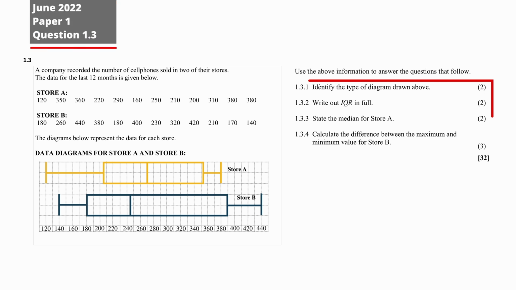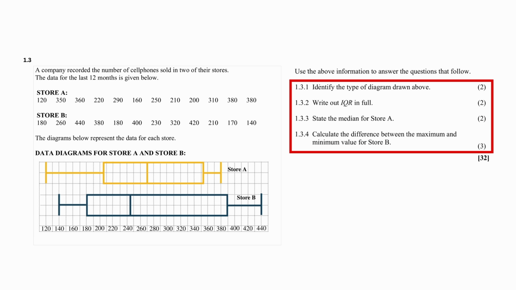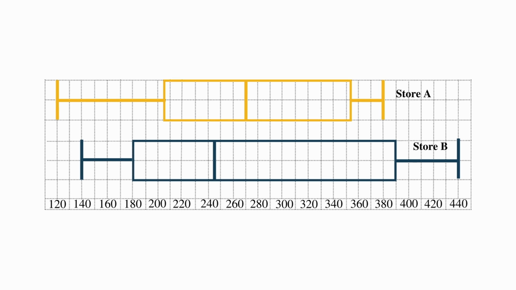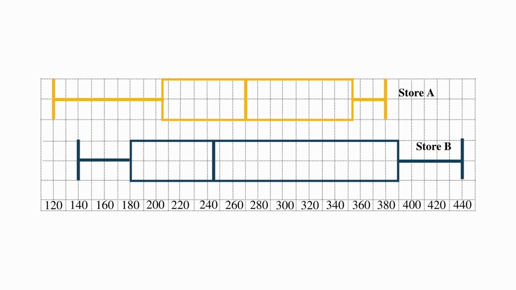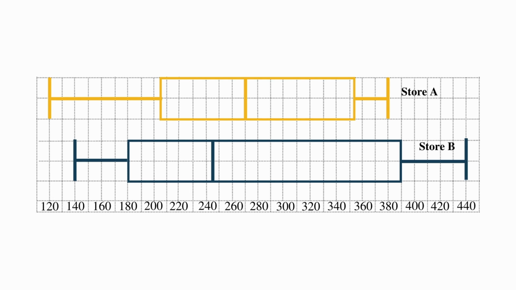Question 1.3 consists of 4 data handling questions that were designed to assess your understanding of the measure of central tendencies and spreads in the context of box and whisker plots. You are given 2 box and whisker plots for store A and store B. They represent the number of cell phones that was sold monthly over a period of 12 months.